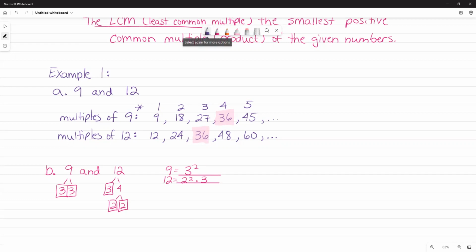All right, so let me go ahead and write our steps too. So step 1, complete the prime factorization of the given numbers.